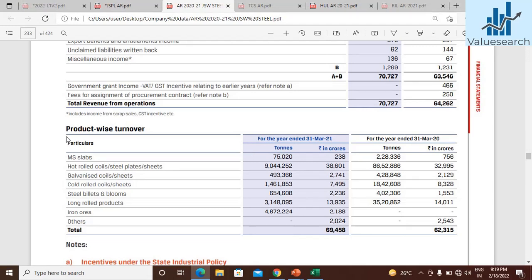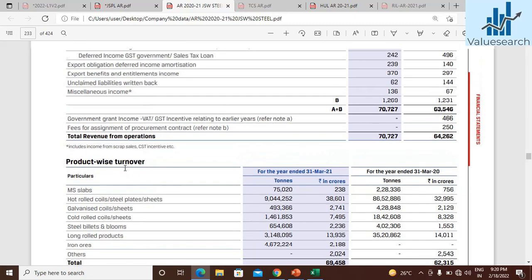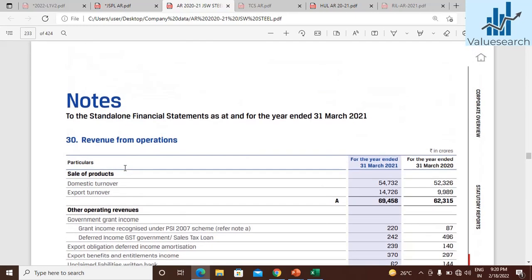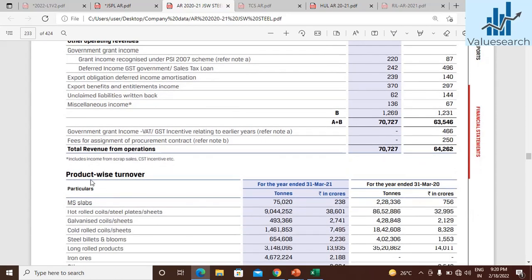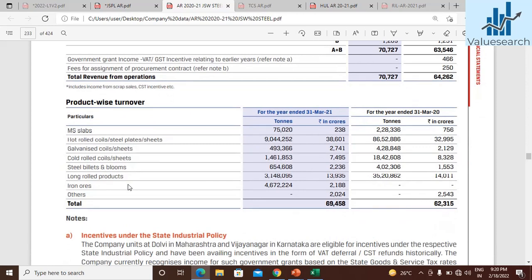Here you can see product-wise turnover. So this company, JSW Steel, sells various products. Same with Jindal Steel and Power. They also sell various products, but in their annual report, they haven't disintegrated the numbers and they haven't reported the numbers product wise. They just mentioned this much from domestic turnover, this much from export turnover. But JSW Steel has presented their number like this also, domestic turnover, export turnover, and product wise turnover, which is better understandable for us now.